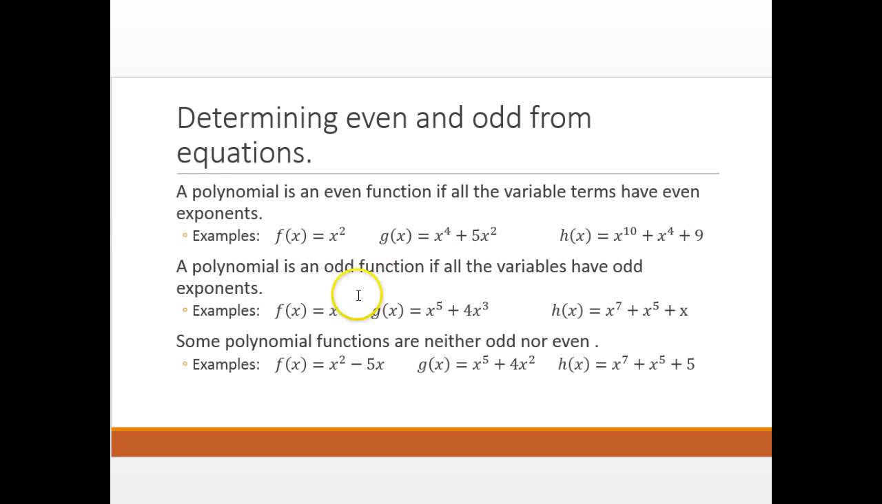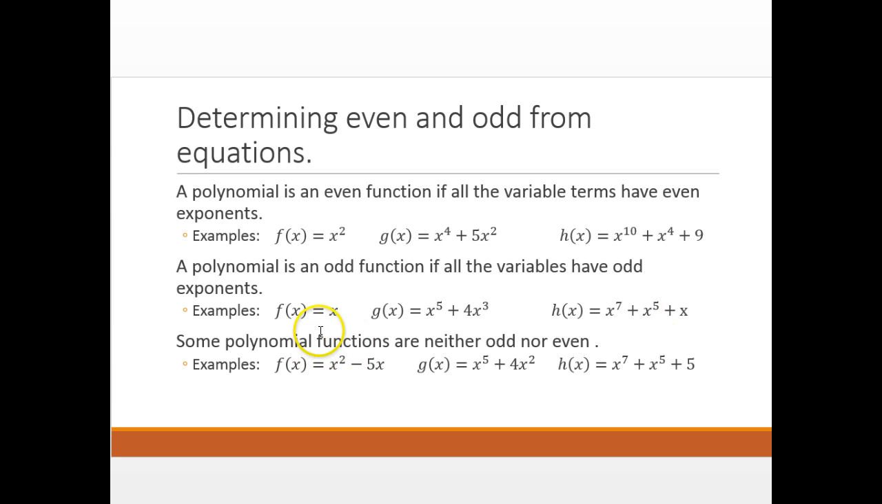Similarly, for odd functions, we look at the exponents and they all have to be odd. In this case, f of x equals x. This is x to the first. That's an odd function. This one is g of x is x to the fifth plus 4x cubed. The 5 and the 3 are both odd, so this entire thing is an odd function. Finally, h of x equals x to the 7th plus x to the 5th plus x to the 1st. 7, 5, and 1 are all odd, so this is an odd function.